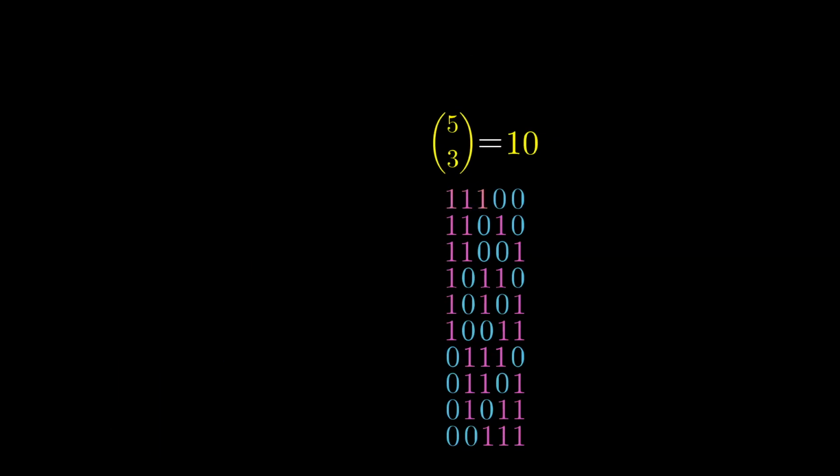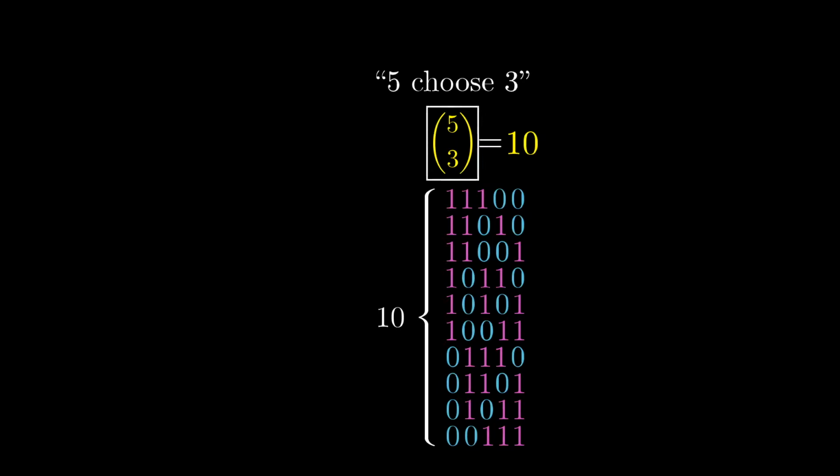Every line is a string of 5 digits, including exactly 3 ones and 2 zeros. I've written it out pretty systematically, so you can probably convince yourself that this includes all possible strings of 5 bits with exactly 3 ones. And in total, if you count them, there are 10 of them. Given 5 available slots, the number of ways to choose 3 of them to be ones turns out to be 10. The way this is often conveyed in math is to say 5 choose 3, written as a 5 over a 3 inside 2 parentheses, equals 10.